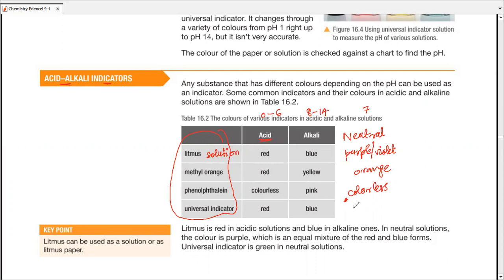Universal indicator, on the other hand, tries to imitate a rainbow. It is also considered a rainbow indicator, apart from the names universal indicator or full range indicator. We can also call it a rainbow indicator. Just like a rainbow, it works: red in acidic, blue in alkaline, and green in neutral solution. You're going to see how it imitates that.